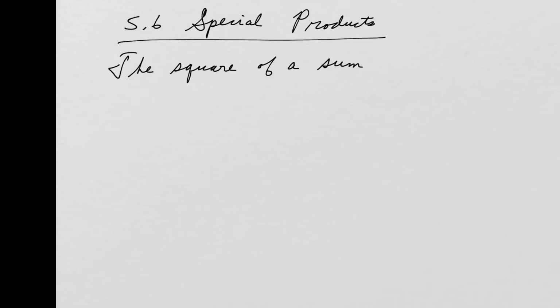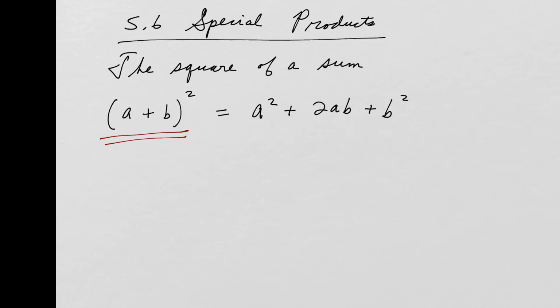If I have a sum, and I'll just use a plus b for my general terms, and I square it, what does that equal? Well, it turns out that it equals a squared plus 2ab plus b squared. So if you're given a particular question that has this form, something plus something squared, you could just plug into this equation and that would be your answer. But where does that equation come from? Well, it comes from just multiplying out those two polynomials, right?